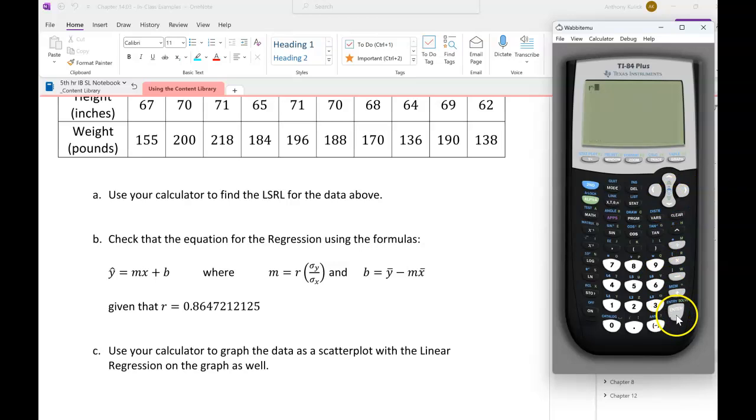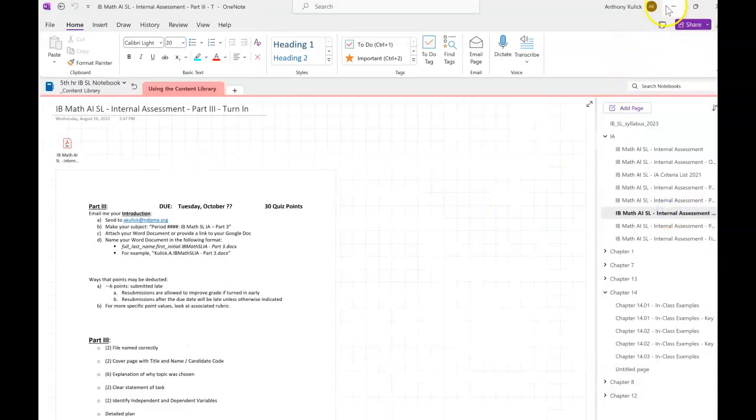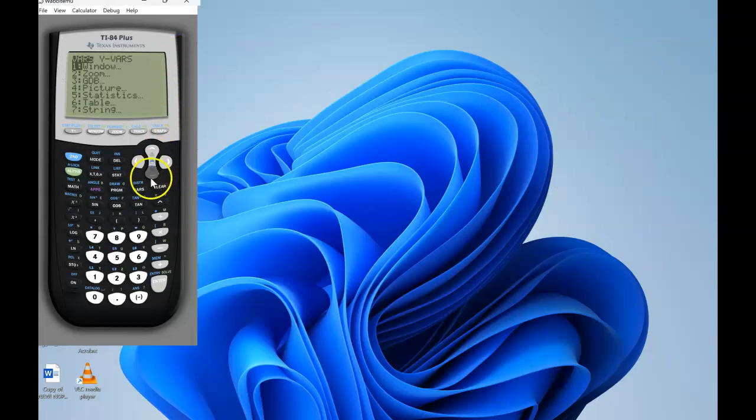r times, and let's do the fraction here. And I'm going to pull sigma y, so I'll go back VARS, statistics, oh boy, statistics, sigma y, and then VARS, statistics, sigma x.